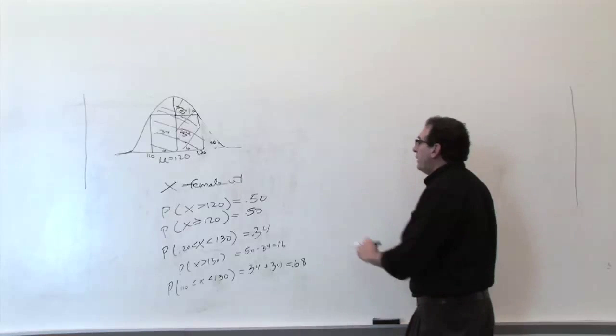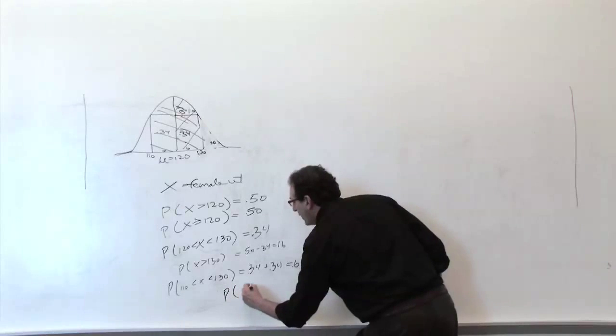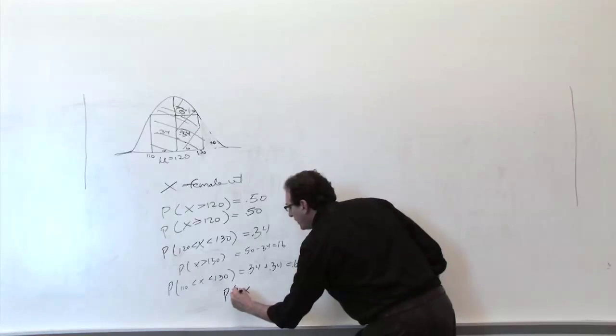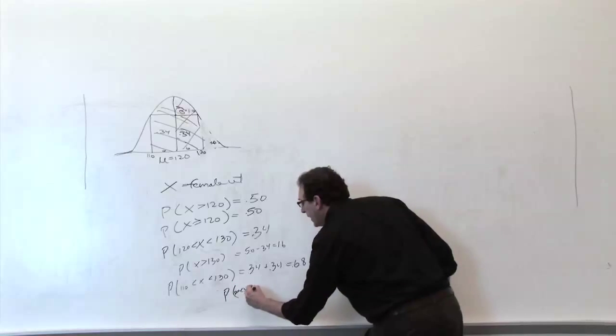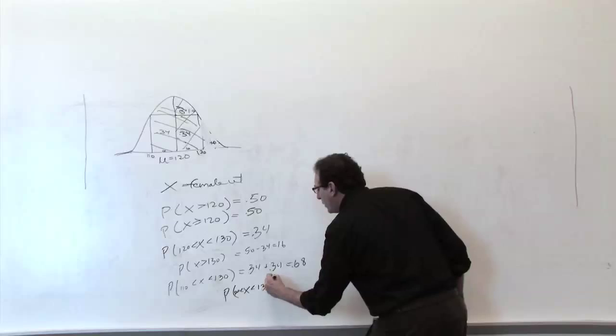The question that we're going to focus on today is, what's the probability somebody weighs between 120, which is the average weight, and instead of 130 that we had before, now we're going to move it to 131?